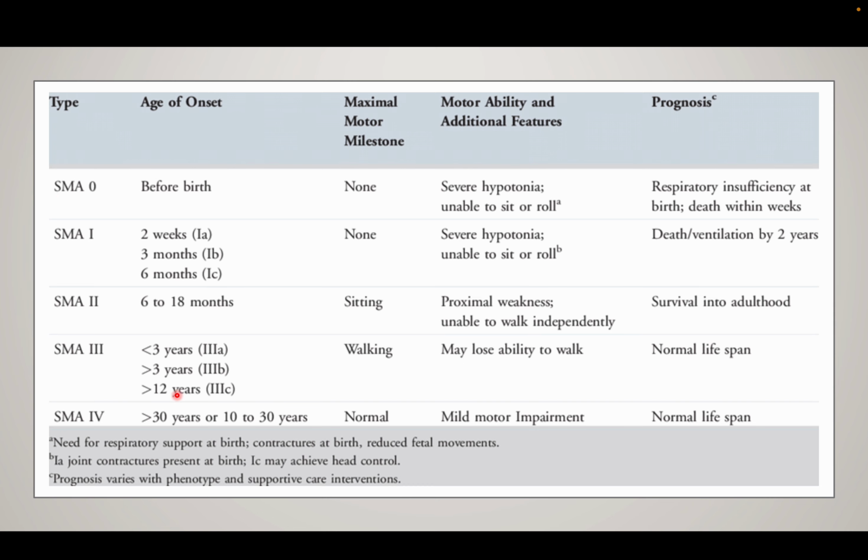So SMA3 is onset less than 3 years or more than 3 years. Based on the age at which it is involved, their motor milestones will be affected. Their lifespan also depends. Generally, SMA3 and SMA4 can have a normal lifespan. So these are the different kinds of spinal muscular atrophy. We'll discuss it again later, but I'm telling you this is the case of SMA.